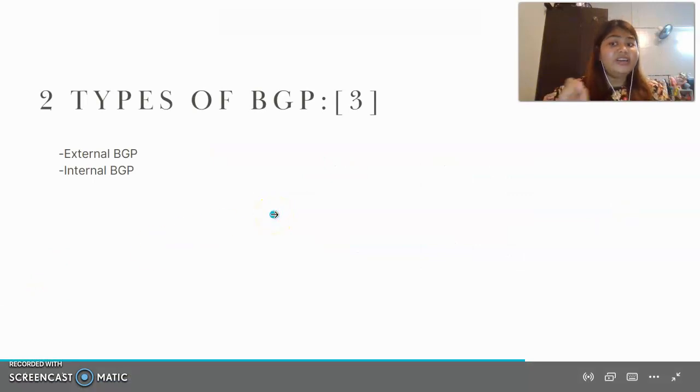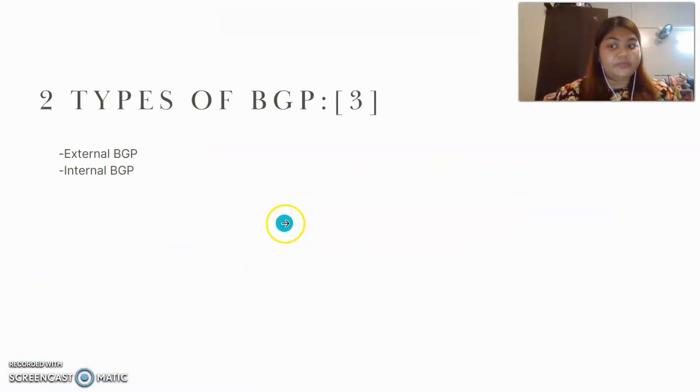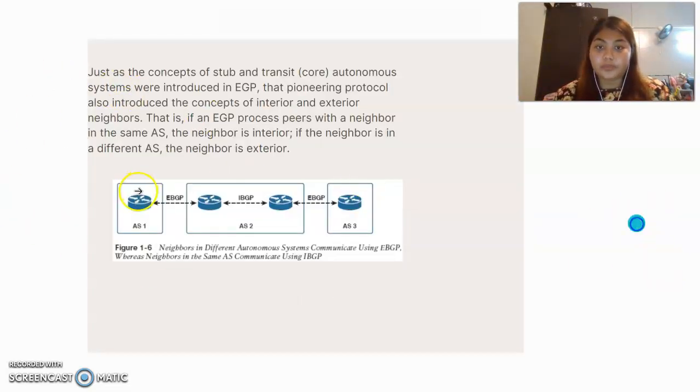There are two types of BGP: external BGP and internal BGP. Just as the concept of stub and transit, called autonomous system, were introduced in EGP, that pioneering protocol also introduced the concept of the interior and exterior neighbor. That is, if an EGP process pairs with a neighbor in the same AS, the neighbor is interior. If the neighbor is in a different AS, the neighbor is exterior.